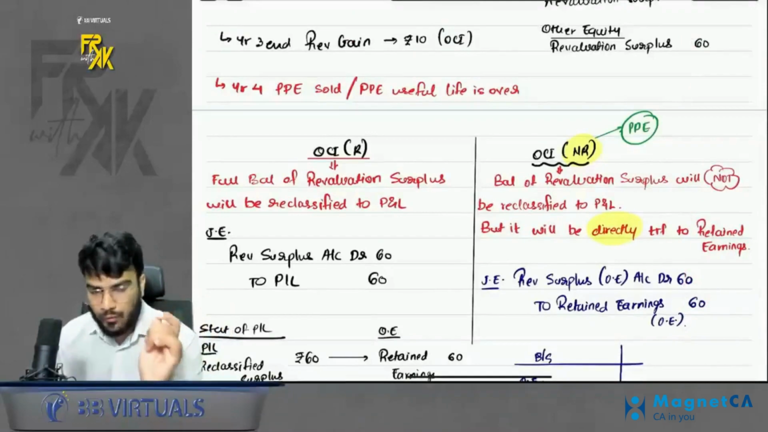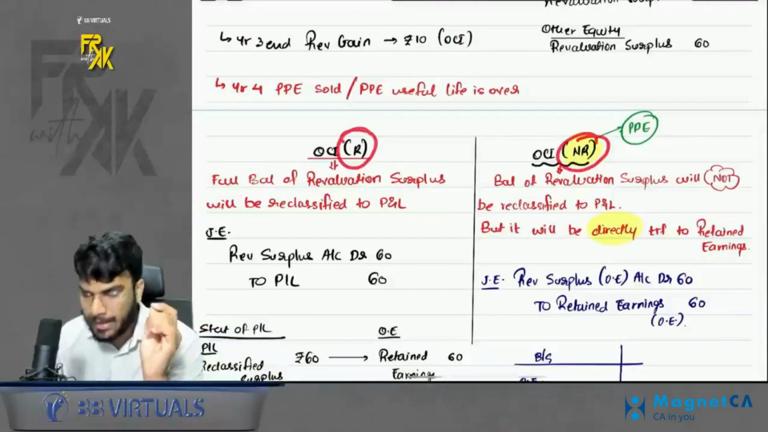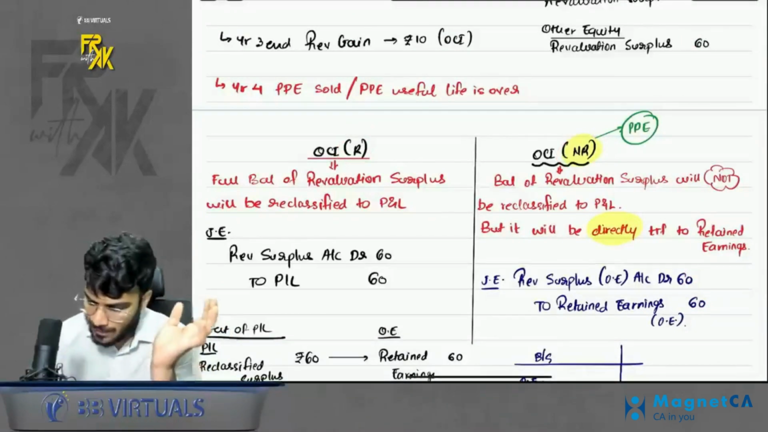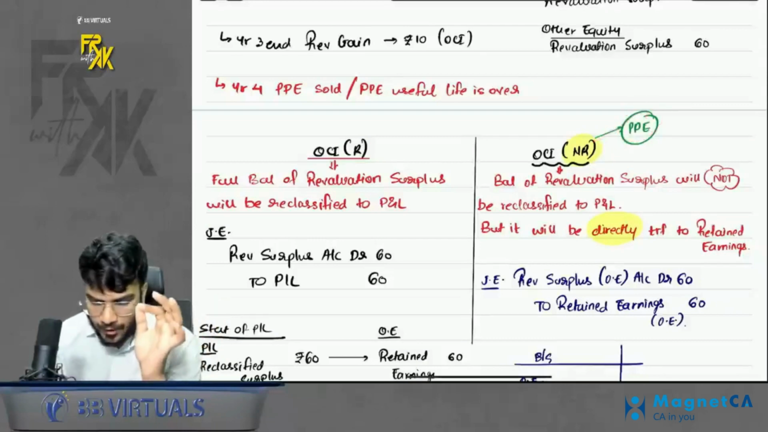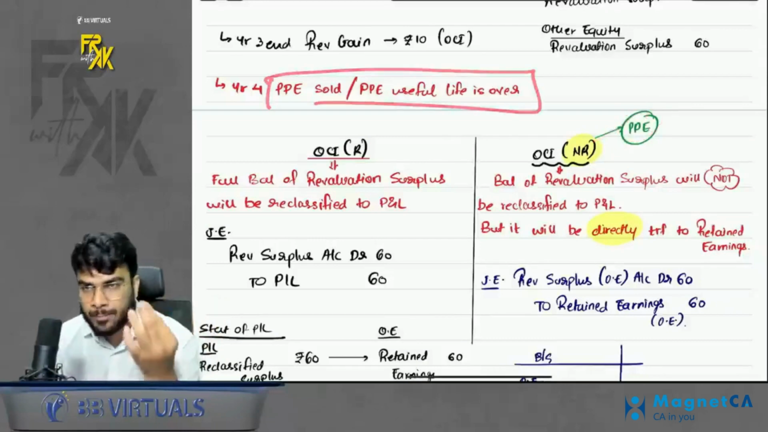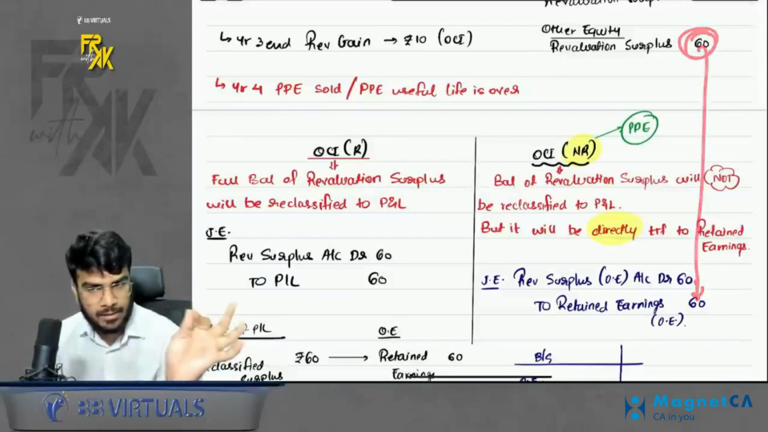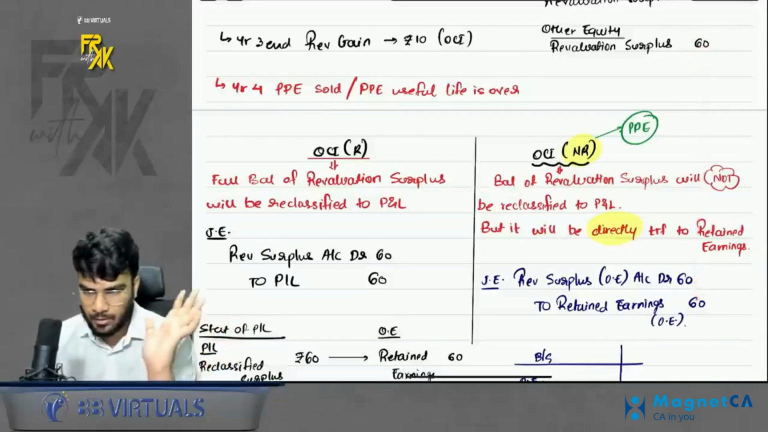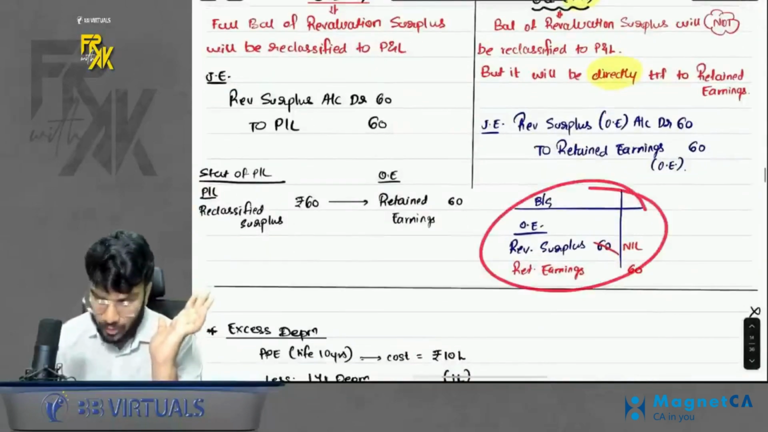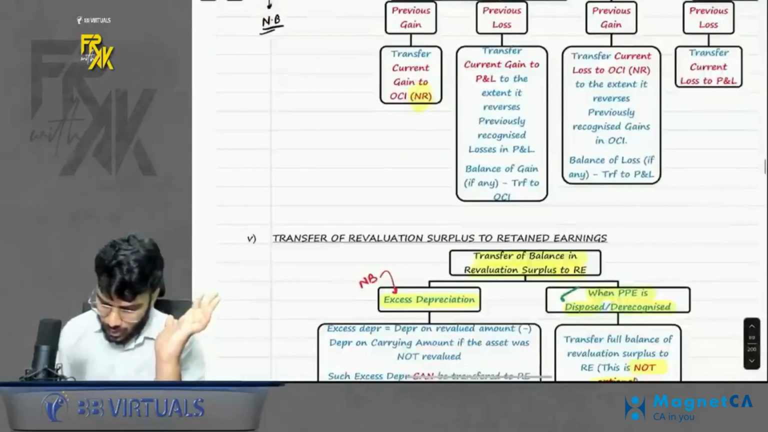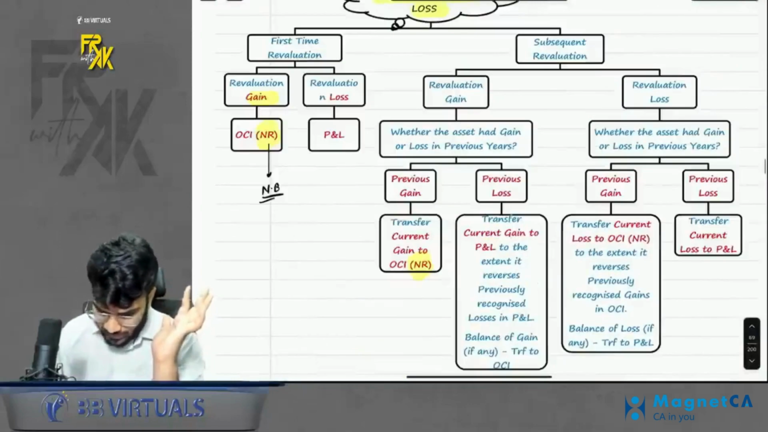Whether we have to follow OCI R or OCI NR is decided by Ind AS. For PPE, we have to follow OCI NR. That means whenever the PPE is going out of your books, the full balance of surplus, if any, will be directly reclassified to retained earnings. You will not route this through profit and loss. Simple. This was the case of NR.